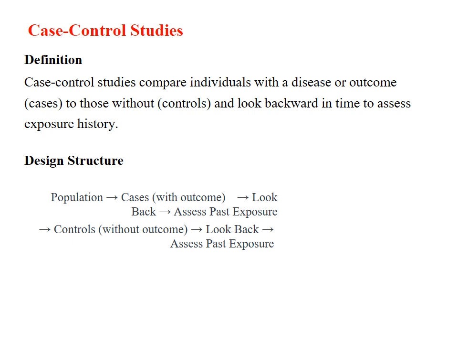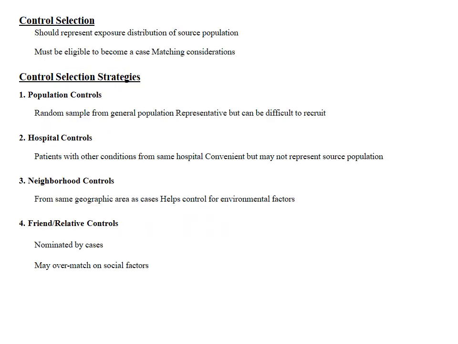Next is the case control studies. What are the case control studies? Case control studies compare individuals with a disease or outcome to those without, the controls, and look backward in time to assess exposure history. Design structure. First, the population: cases with outcome, look back, assess past exposure. In the control without outcome, look back, assess past exposure.